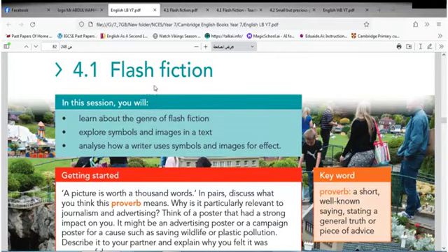In order to start, we have to set our objectives. We are going to learn about the genre of flash fiction. We are going to explore the features and the conventions of flash fiction. Then we are going to explore the symbols and images inside a flash fiction story or text. And then we are going to analyze how to use these symbols and images for effect. And in the end, we are going to plan and write a flash fiction story.